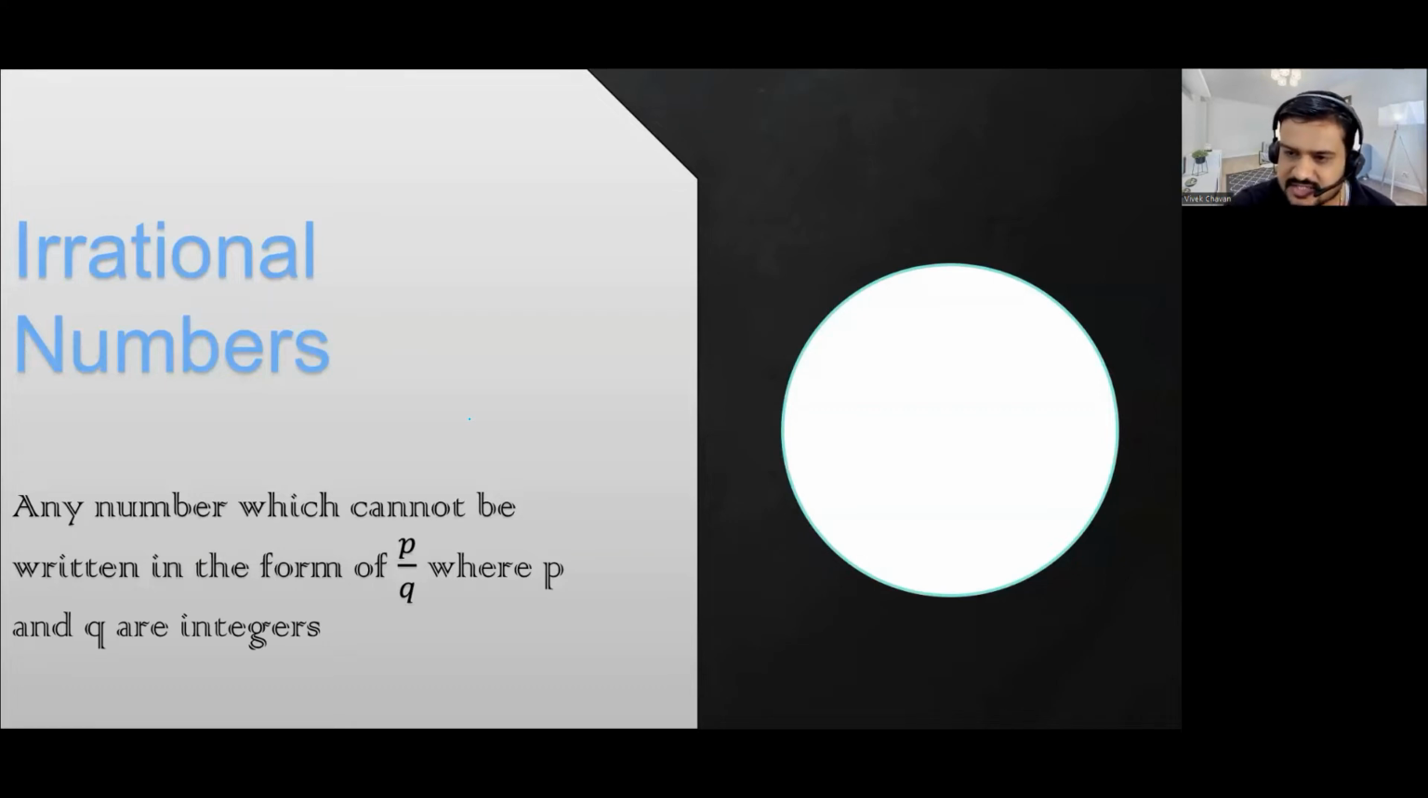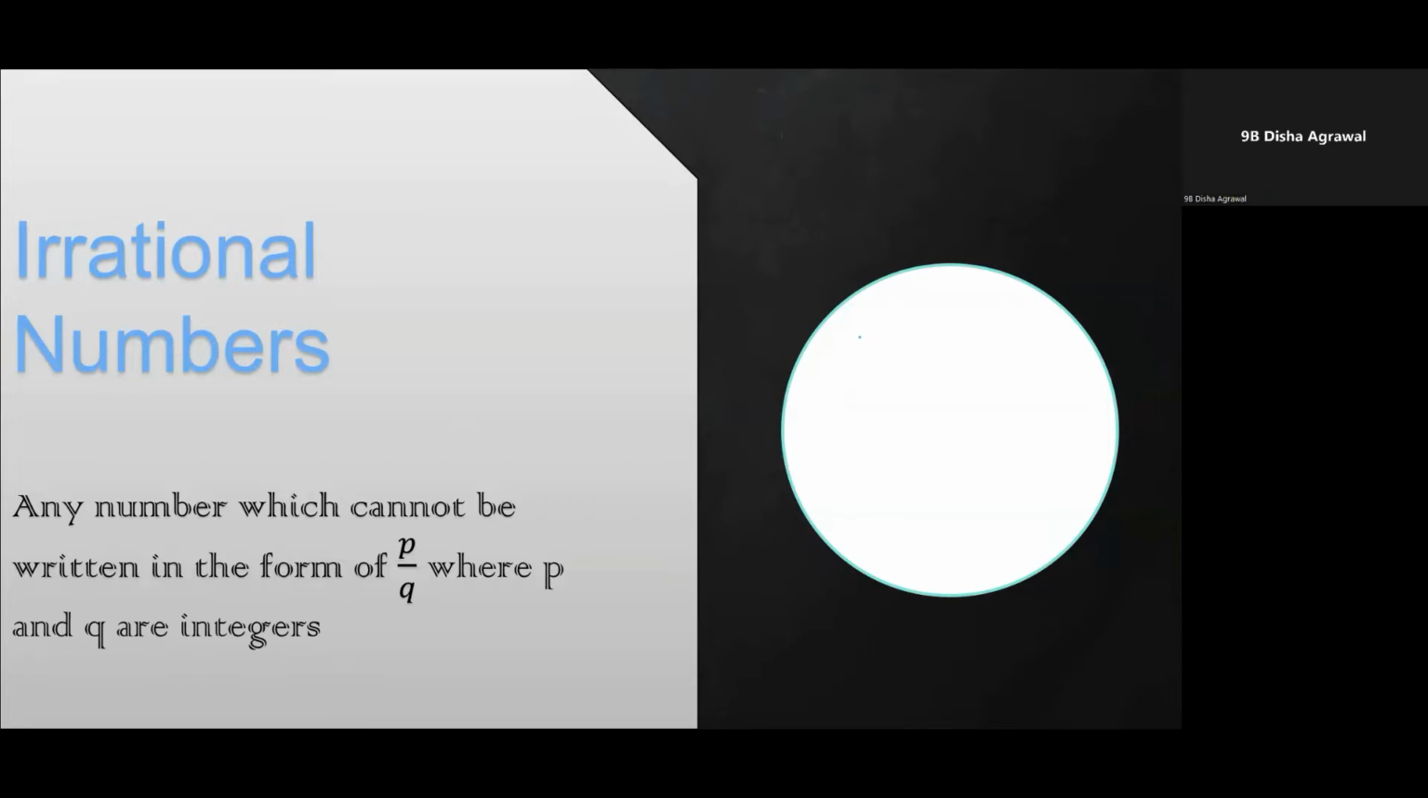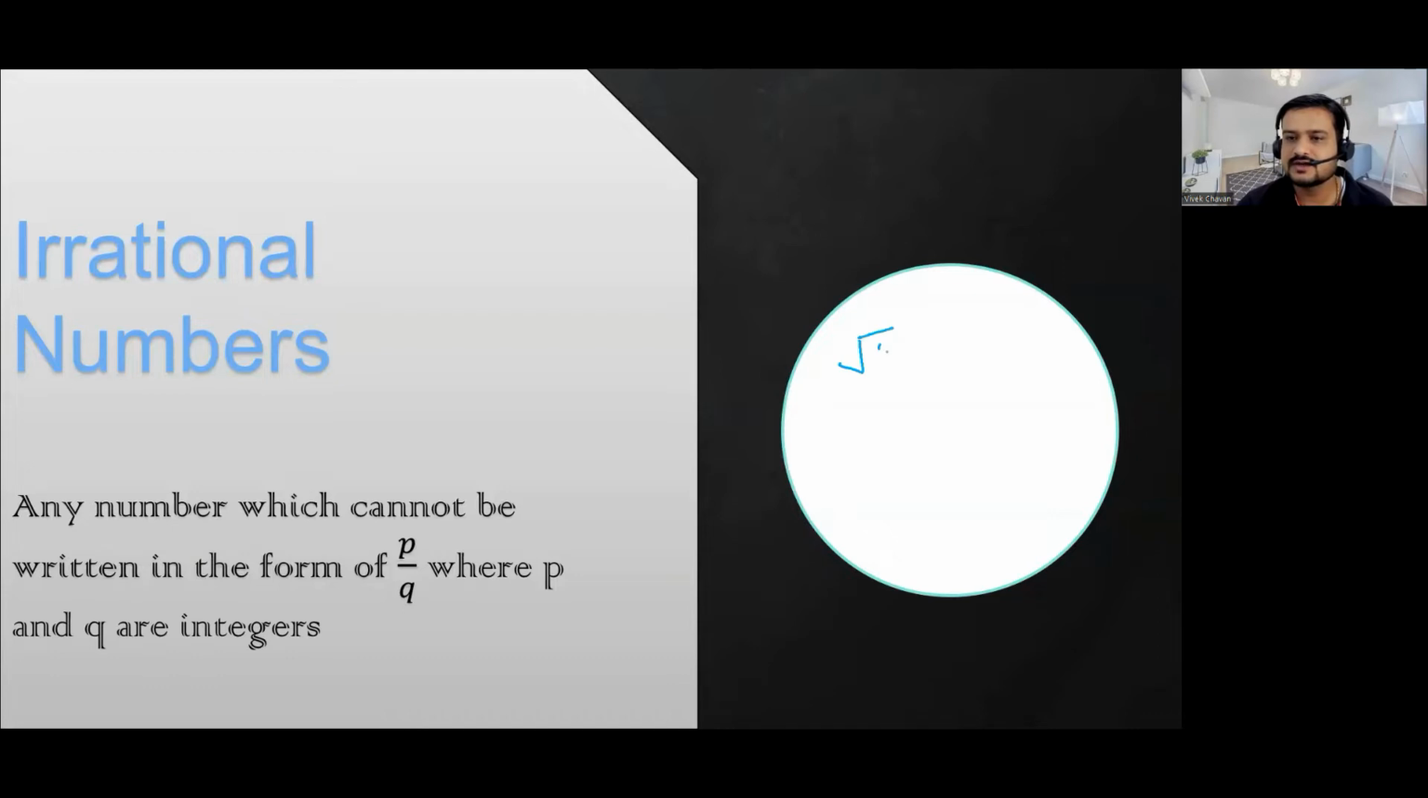Okay. Can you give me the examples now? Examples of irrational. 0 upon 0. Okay. Yes. Other example. Yes, Disha. Sir, root 2. Root 2. Okay, correct. Any other example?